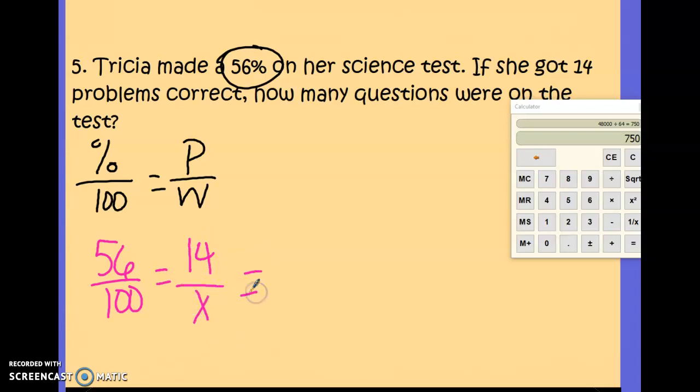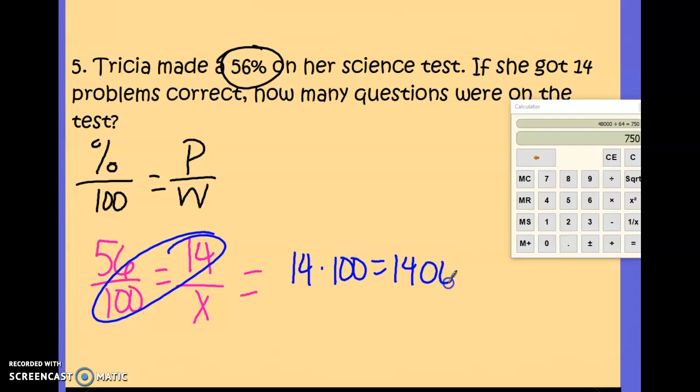Now, again, we're going to cross multiply. So 14 times 100, which is 1,400, and I'm going to divide by 56. And I'm going to get 25. So there were 25 questions on the test.